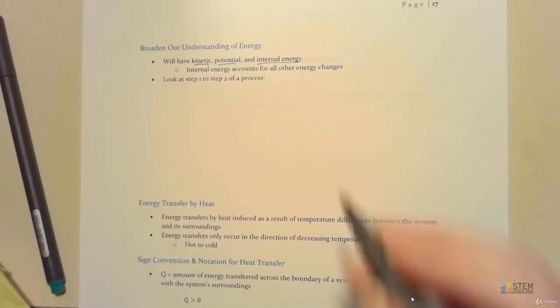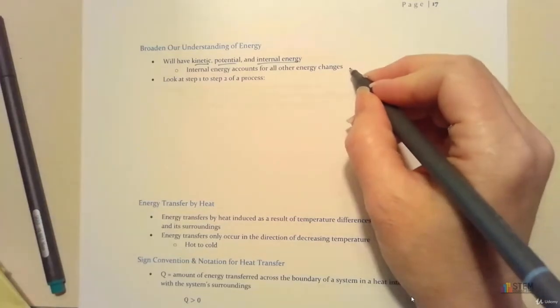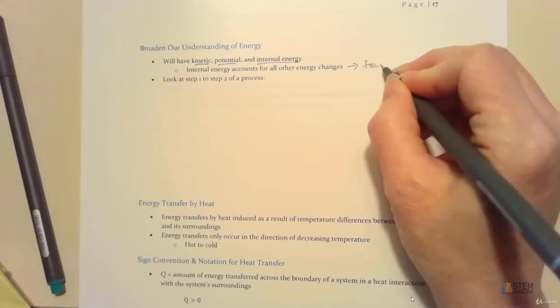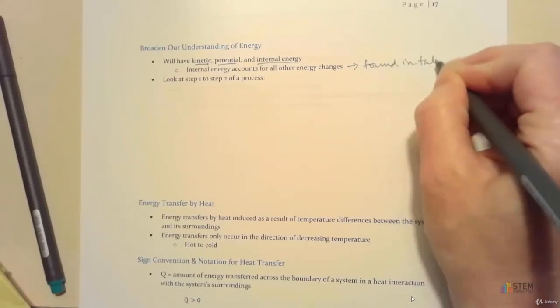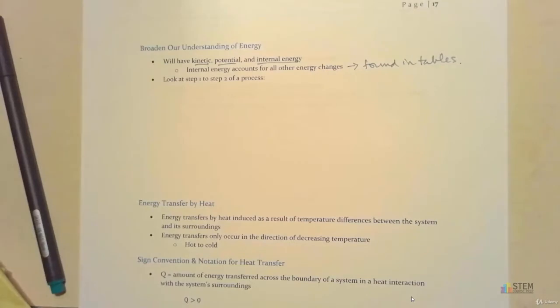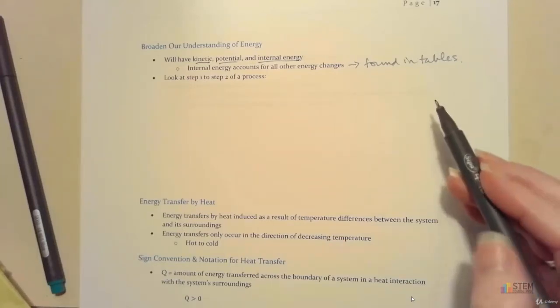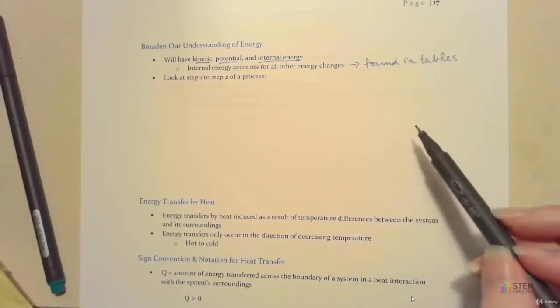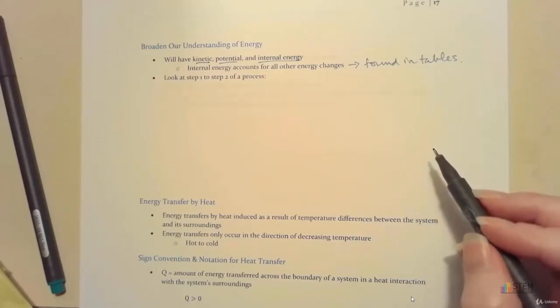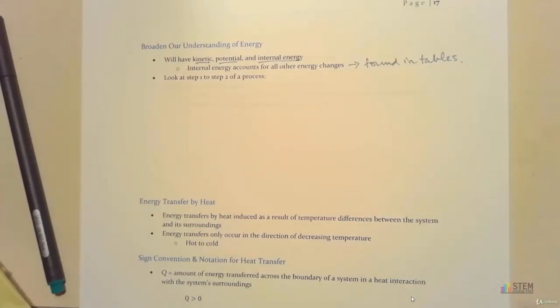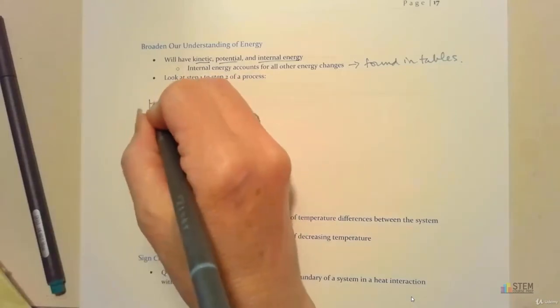These changes are typically going to be found in a table, or you'll be asked to solve for them. So we don't necessarily have the 1/2 mv squared equation for internal energy. In order to go over how we're going to put all three different types of energy together, let's look from step 1 to step 2 of a process. And let's look at the energy.